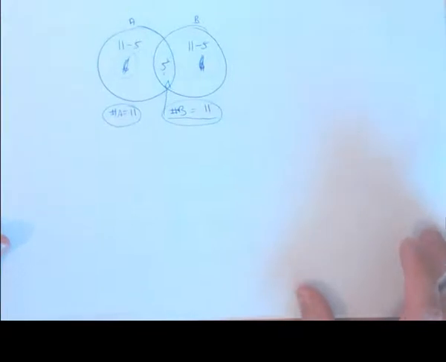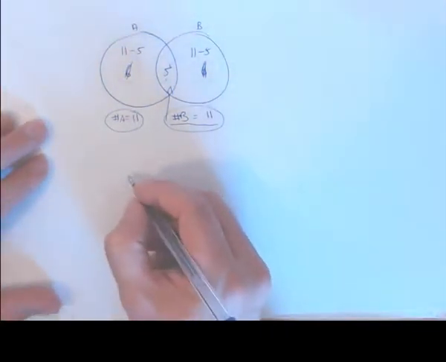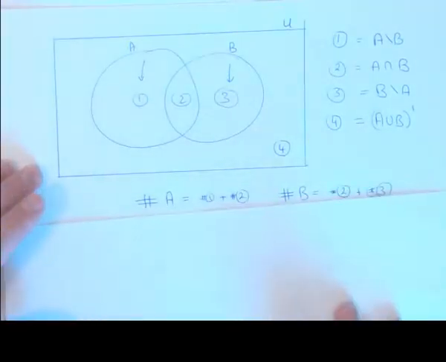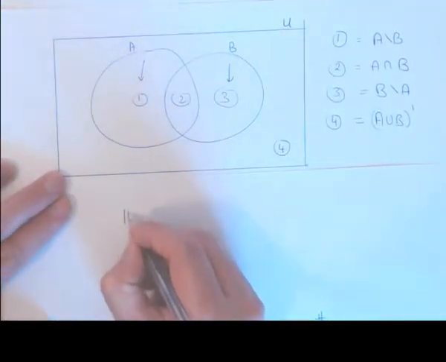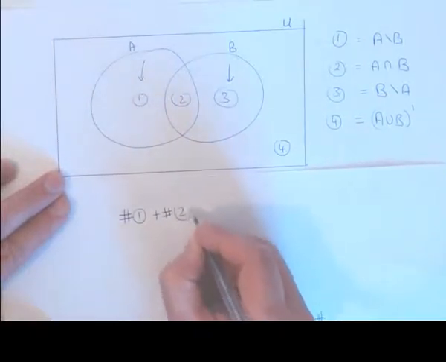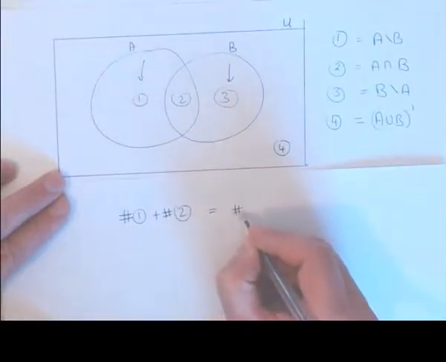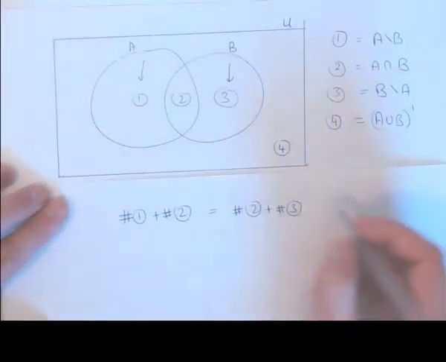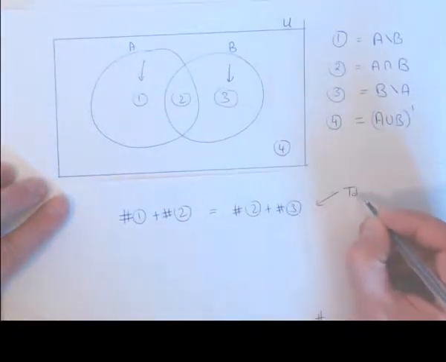That brings us on a little bit to equations. So let's have a look. We know that, actually it's going to be a little hard to see unless I show you the picture. We know that the number of elements in area 1 plus the number of elements in area 2 is equal to the number of elements in area 2 plus the number of elements in area 3. So this is something we are told.